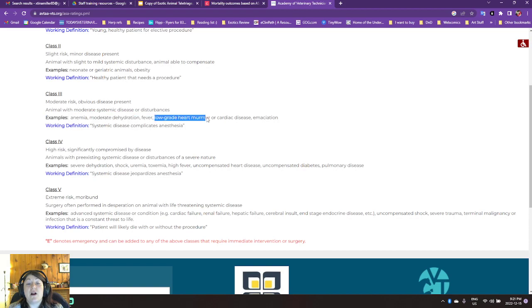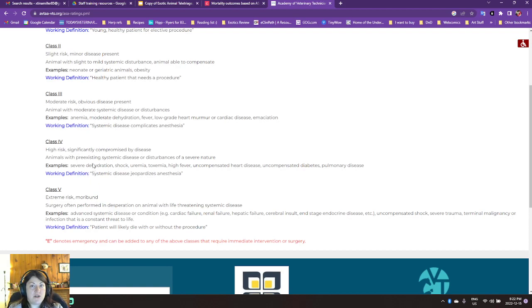Patients with a low grade heart murmur or mild cardiac disease, or patients that are really underweight, so emaciated. This does complicate anesthesia. All of these conditions make us change how we handle these patients under anesthetic. Then, our high risk class 4 patients are significantly compromised. Unfortunately, a lot of our exotics that are coming in for elective procedures are probably within class 4 to class 5.